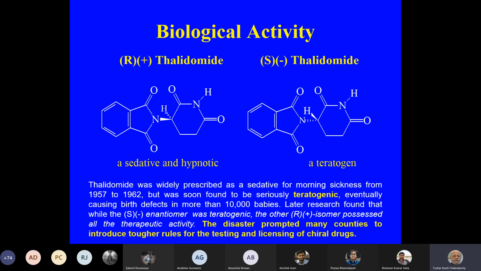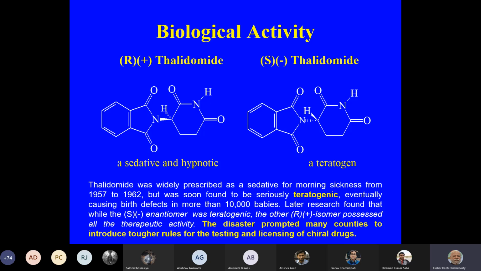And today, if you have a chiral molecule, it is almost mandatory that you give it as a single enantiomer. You can't give it as a racemic form because of a particular case: pregnant women were given the molecule thalidomide, and it caused deformities in the babies that were born. Thousands of babies were born with deformed limbs, and that's why it is called teratogenic. At that time, the drug was banned.